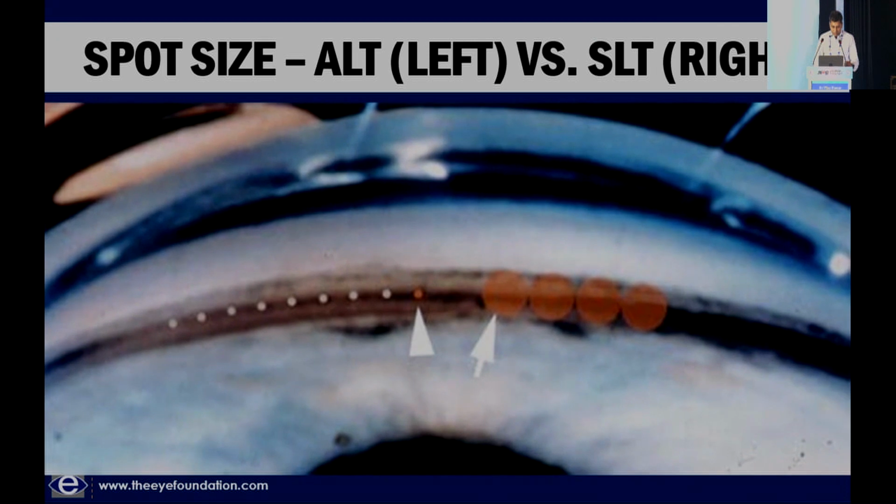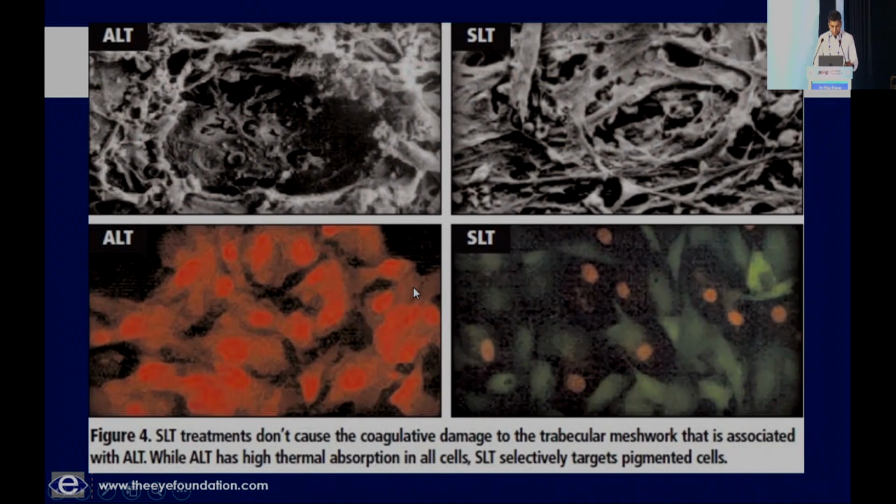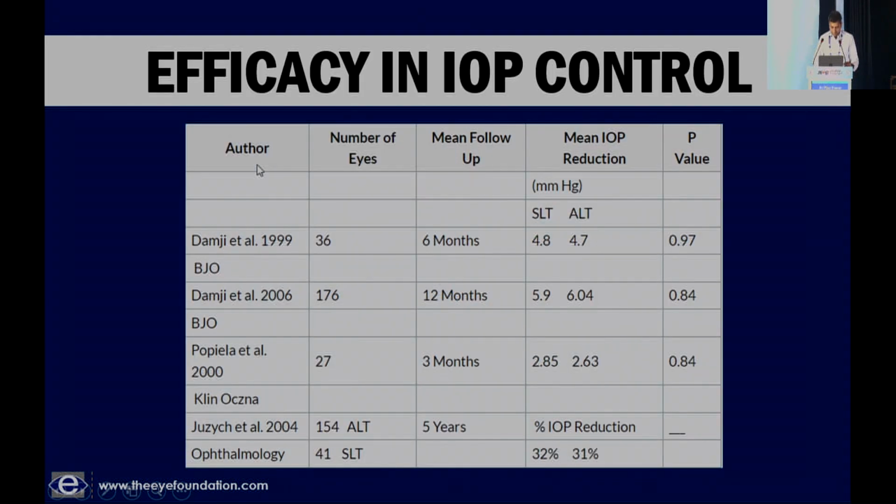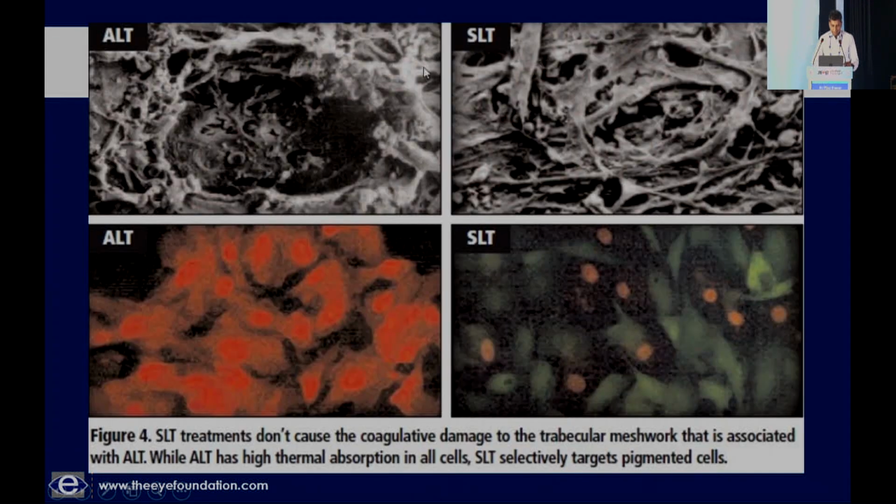This is a comparison of spot size between SLT and ALT, where you can see the largest spots in SLT of 400 microns. In case of ALT, it is 50 microns. And this shows the thermal damage resulting in coagulative damage from the absorption of thermal energy at the trabecular meshwork noticed in ALT, whereas in SLT, the trabecular meshwork architecture is maintained.